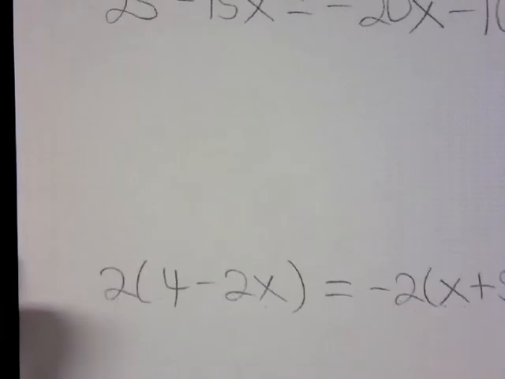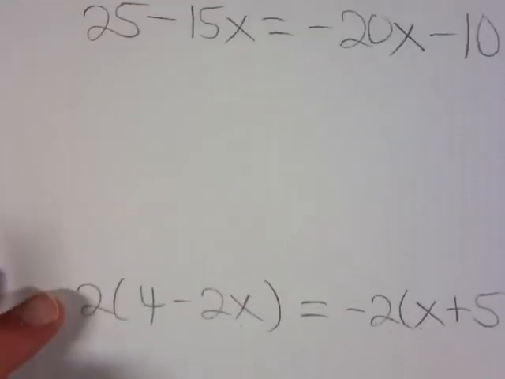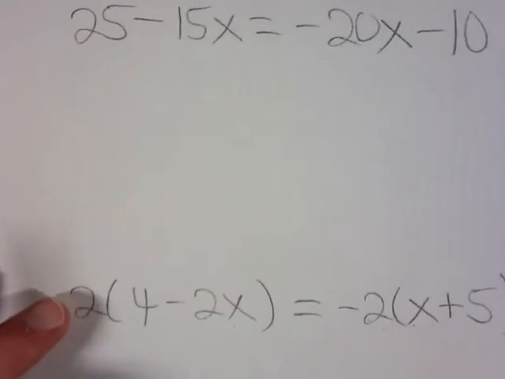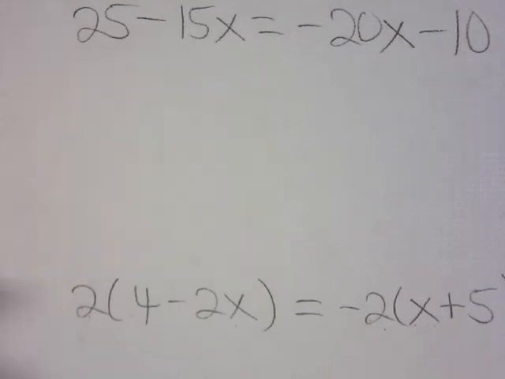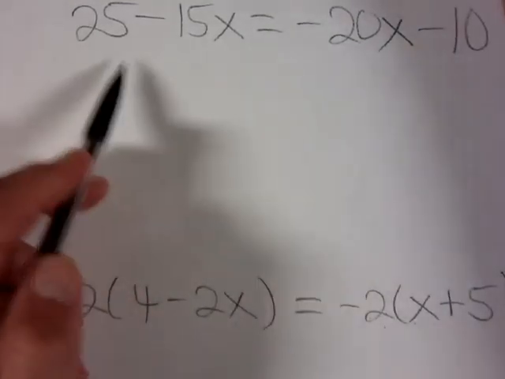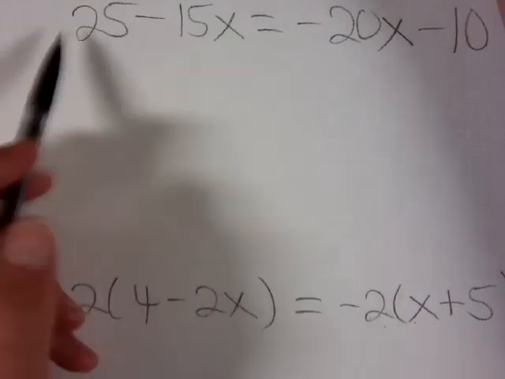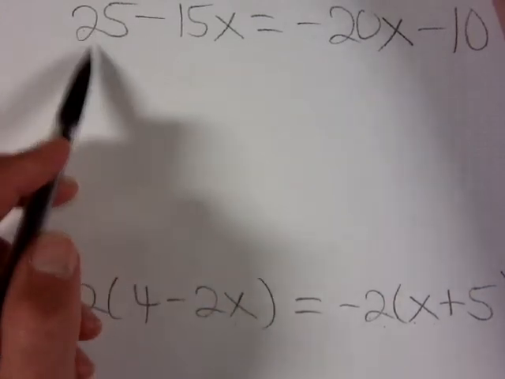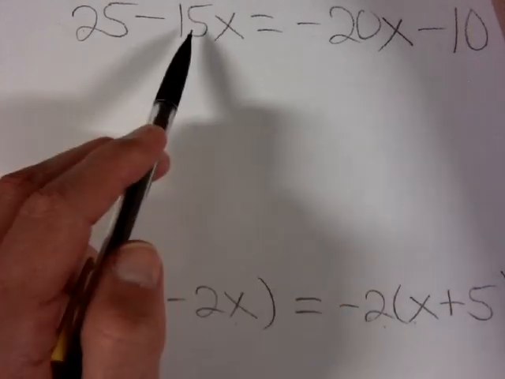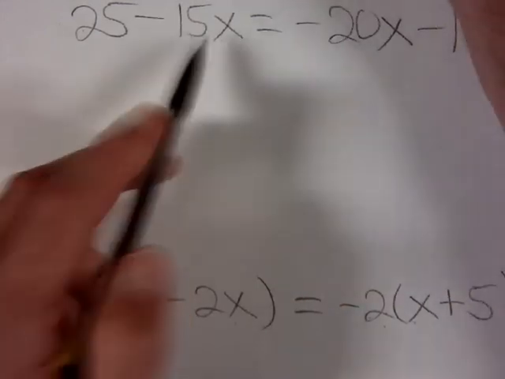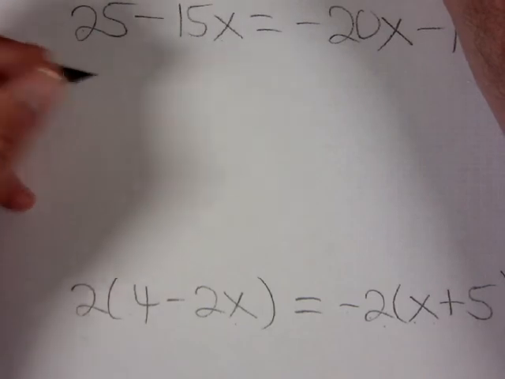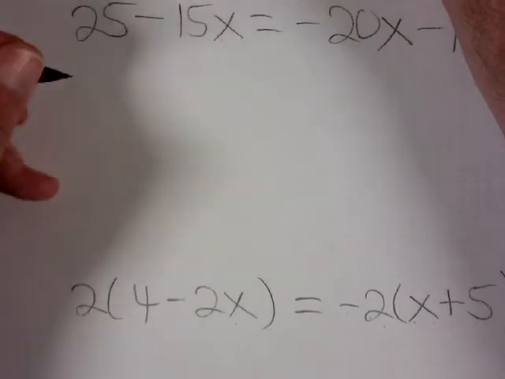All right, let's take a look at this one. From here I need all my x's on one side. I need all my regular numbers on the other side. Okay, so if I move all my x's over to this left-hand side, by the way, you can move them to either side you want, the 25 needs to go over to the other side, and then the 15x will stay put. So what do I need to write? I need to write negative 15x.